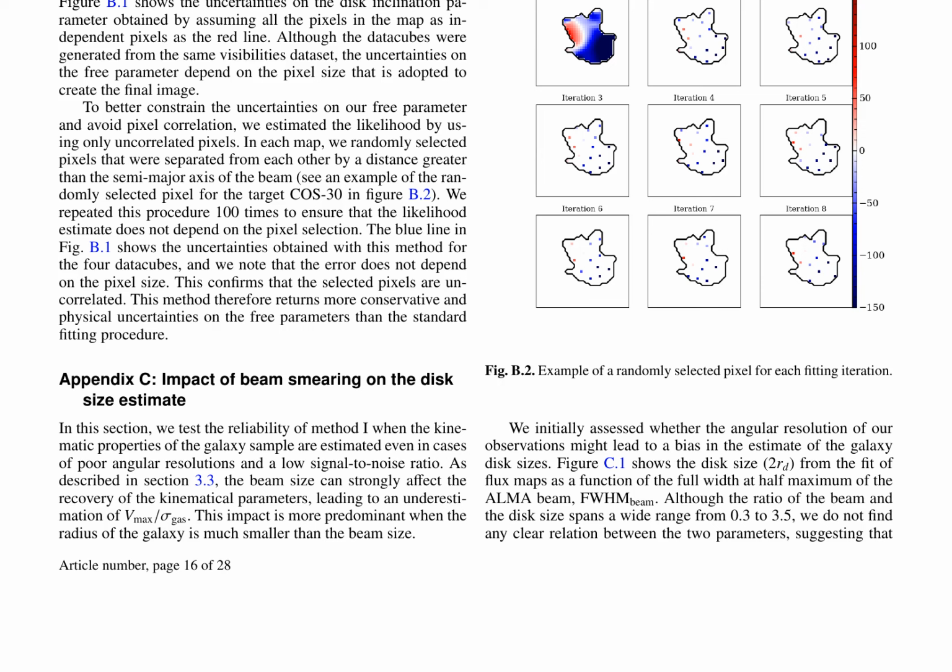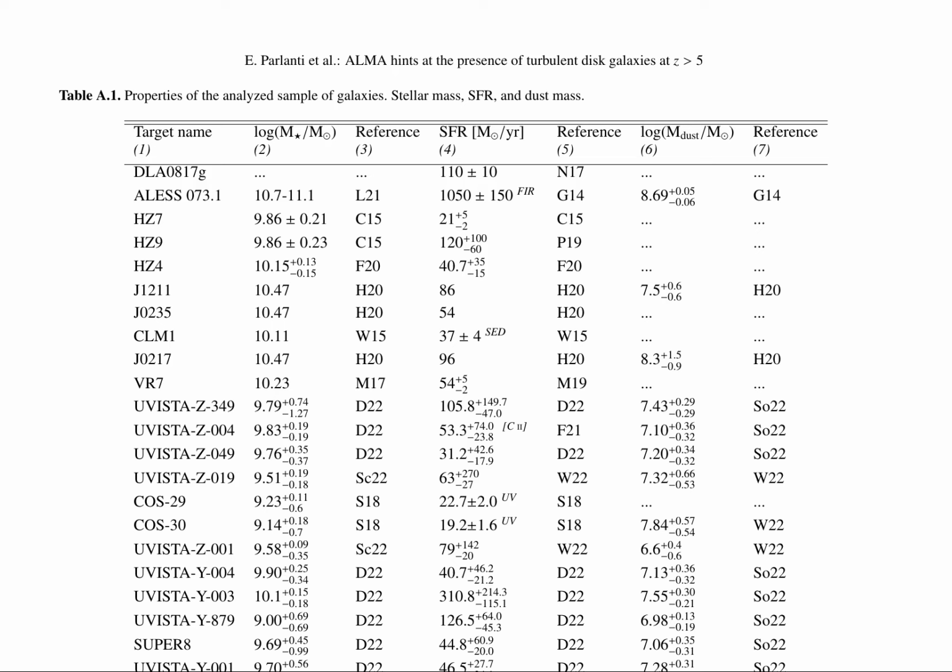Here is a combined summary of the 4 pages. The paper presents an analysis of a sample of galaxies observed with the Atacama Large Millimeter/Submillimeter Array, ALMA, focusing on the presence of turbulent disk galaxies at z > 5. The authors provide a table detailing the properties of the analyzed sample, including stellar mass, star formation rate, and dust mass.